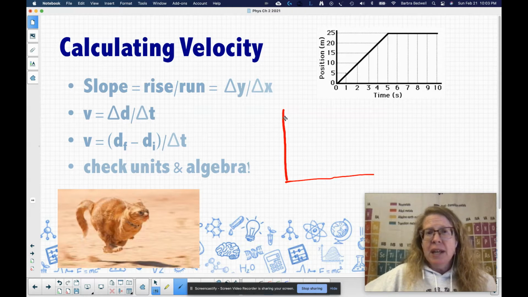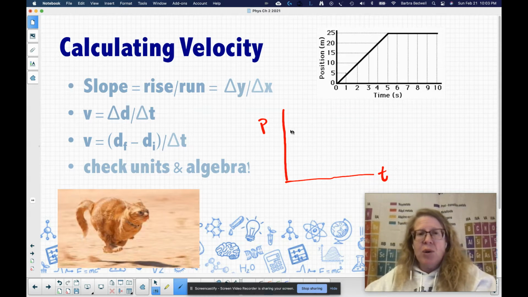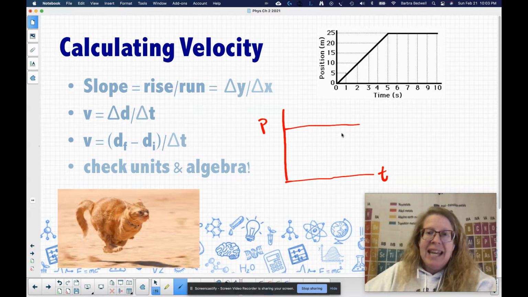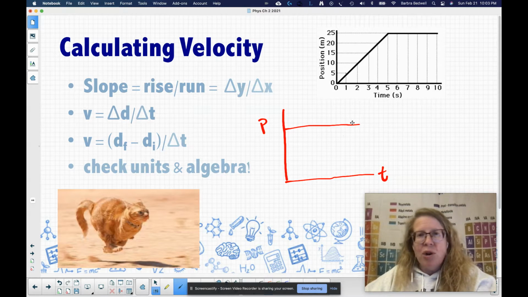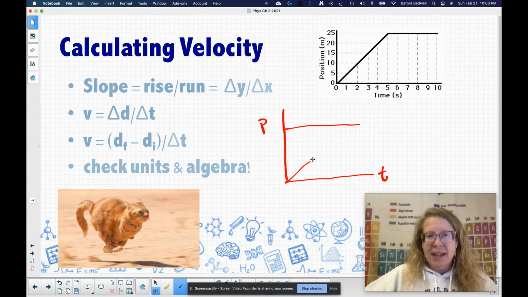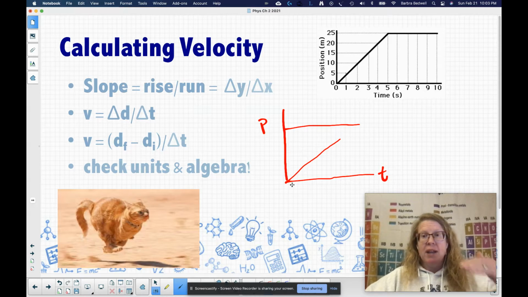So, for example, if this is position and this is time over here, if you have a graph of something that's going horizontally, that means it's staying at the same position over time. In other words, it's not moving. You also know that if something is going in this direction, it is moving in the forward direction. It's moving to more positive distances over a period of time.